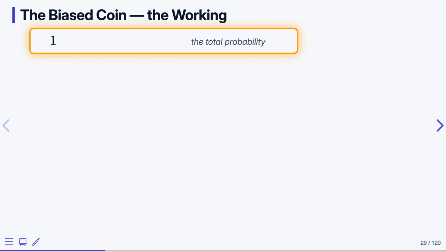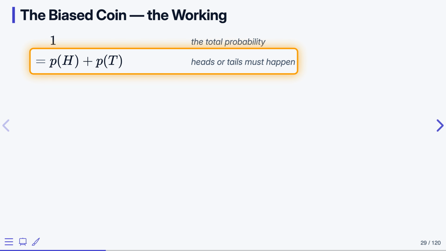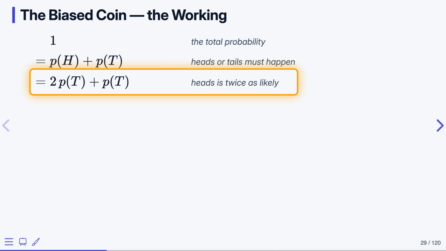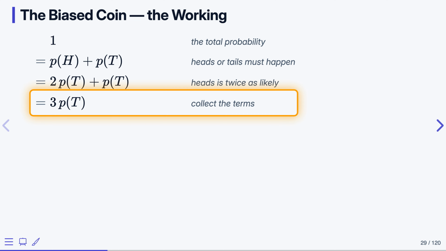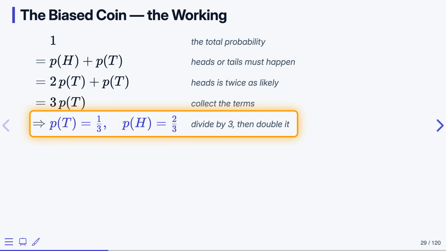Start from the total probability, which is 1. The coin must land heads or tails, so that 1 equals P of H plus P of T. Now use what we were told. Replace P of H by 2 times P of T. Collect the terms. 2 lots of P of T plus 1 more is 3 lots of P of T. So 3 times P of T is 1. Divide by 3. The probability of tails is 1/3, and heads is twice that, which is 2/3. Check. 1/3 plus 2/3 is 1. Good.